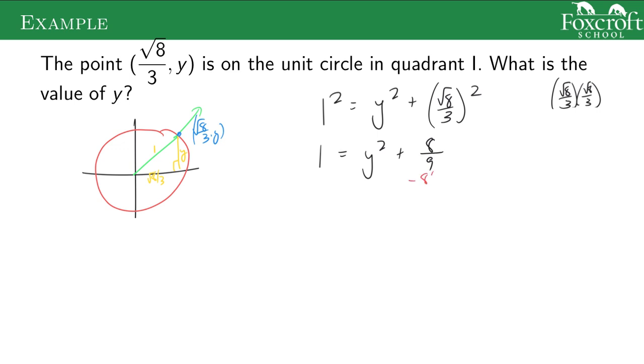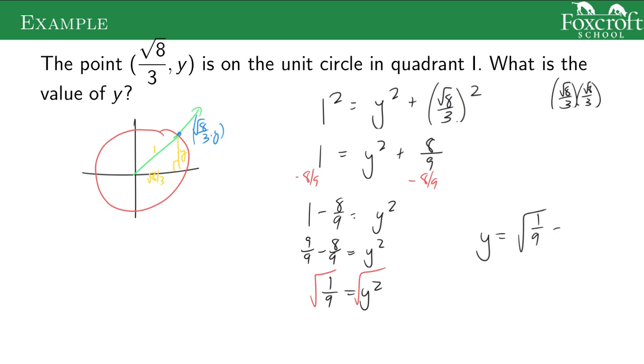Subtract 8/9 from both sides to try to get this y by itself. You've got to get a common denominator to combine the fractions. This is 9/9 minus 8/9, and that is 1/9. And now that I have y squared equals a number, I can take the square root of both sides. Split the square root over the division bar. Turns out actually both of these are nice values. Square root of 1 is 1, square root of 9 is 3. And 1/3 is your final answer. Again, since it's in quadrant 1, it should be positive 1/3.